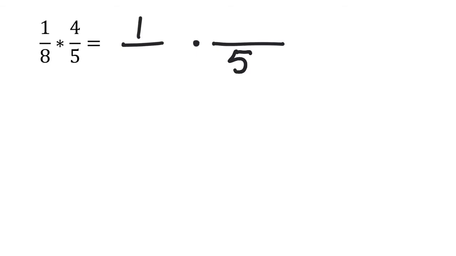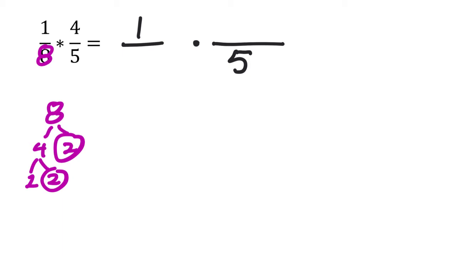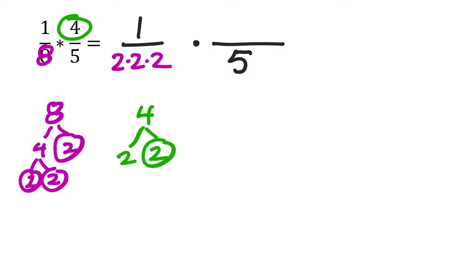But the 8 and 4, right? I'm going to start with the 8 here in purple. This 8, I know I can split it up into 4 and 2, which we've done already, and then the 4 splits up into 2 and 2. So the 8, I can write as a product of its prime factors, which in this case is just 3 2's being multiplied together. And then the 4 I will write as a product of its prime factors, which is just 2 and 2.